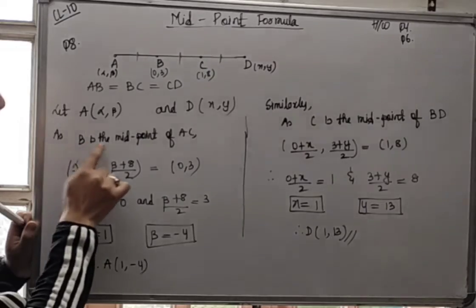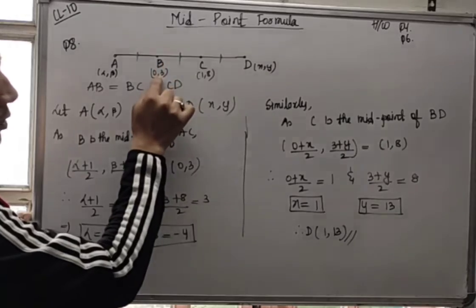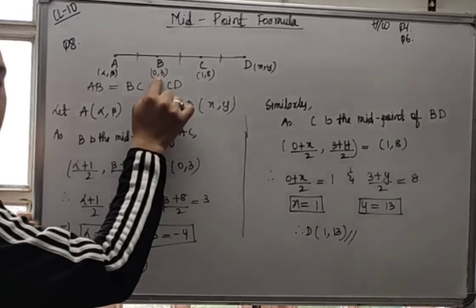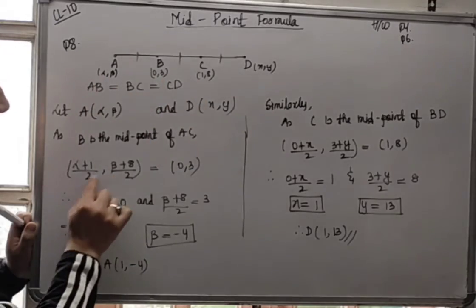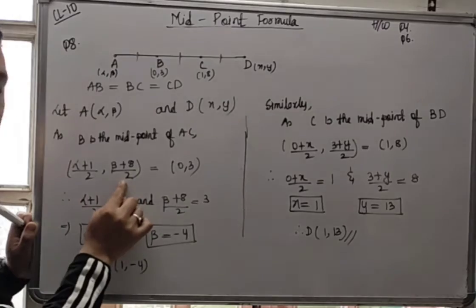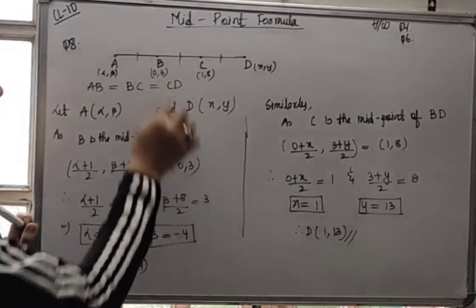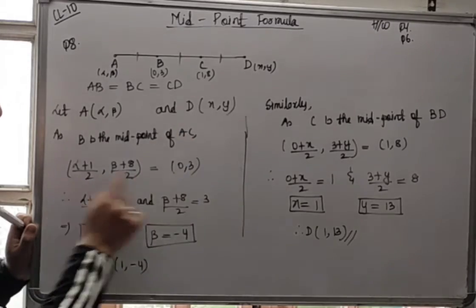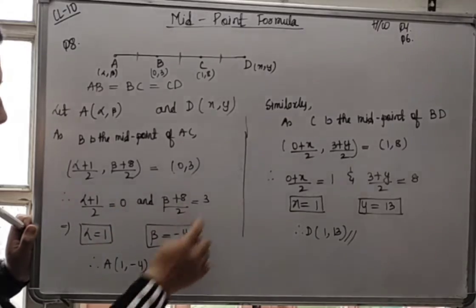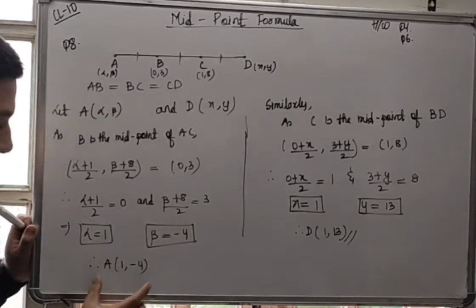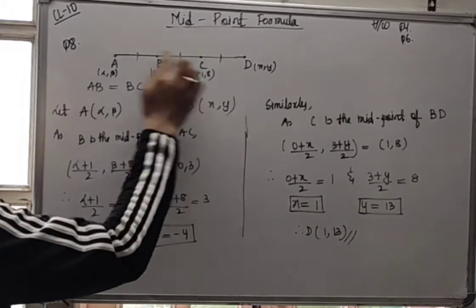As B is the midpoint of AC, and I know the coordinates of B are (0, 3), if I use the midpoint formula, I will get (alpha plus 1) divided by 2, (beta plus 8) divided by 2. This is the midpoint, and according to the question, this is also the midpoint, (0, 3). So compare: first value equals 0, second value equals 3. From here, you'll get alpha equals 1, beta equals -4. So you'll get capital A as (1, -4), using the midpoint from here till here.